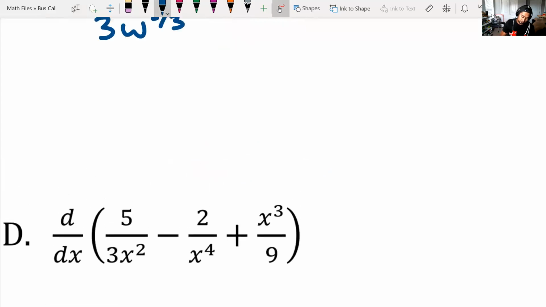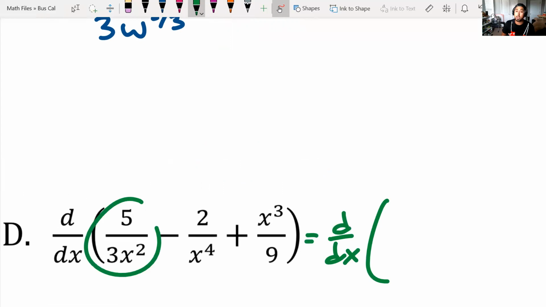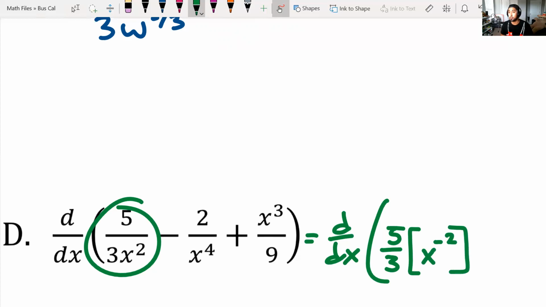All right. So this is going to be d over dx of, and let's go ahead and rewrite this one first. 5/3 x squared becomes 5/3. What's the best way to do it? I'll separate it. I'll say 5/3 x to the negative 2. You pull the 5/3 out, you flip the x squared up.